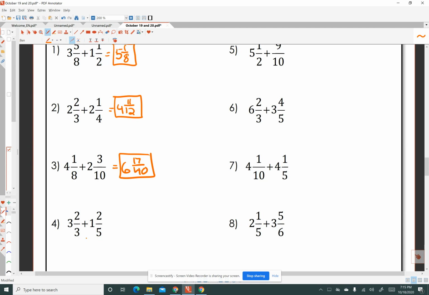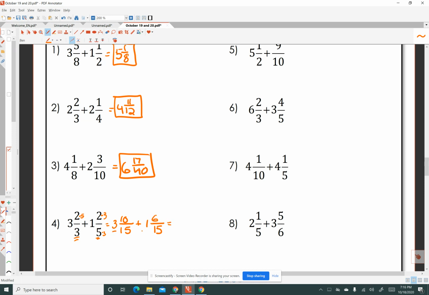It looks like our common denominator will be 15 because 15 is the least multiple that is divisible by both 3 and 5. So we will have 3 and something 15ths plus 1 and something 15ths. So 3 goes into 15, 5. 3 times 5 is 15. 2 times 5 is 10. 5 times 3 is 15. Therefore, 2 times 3 is 6.